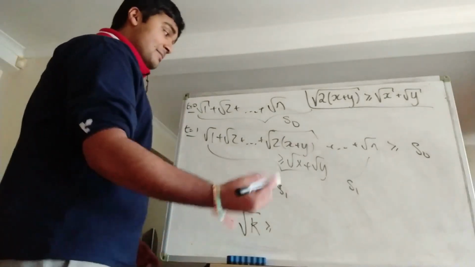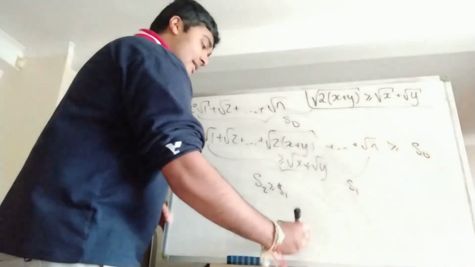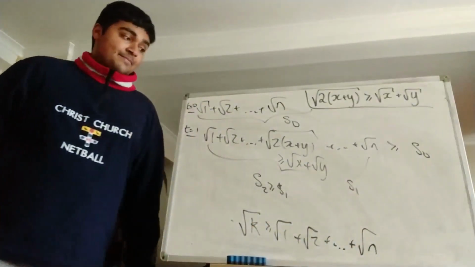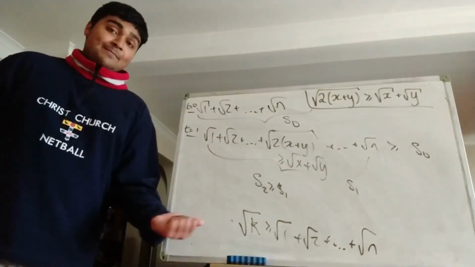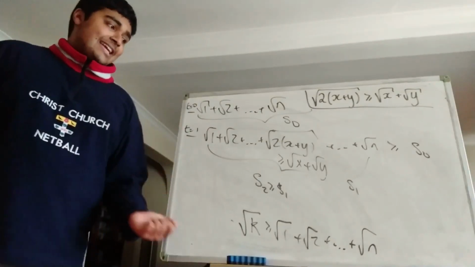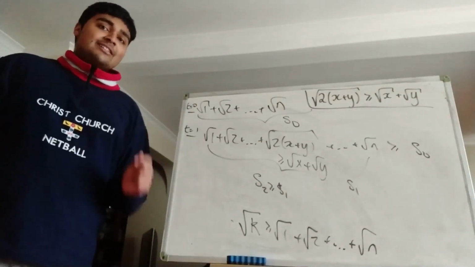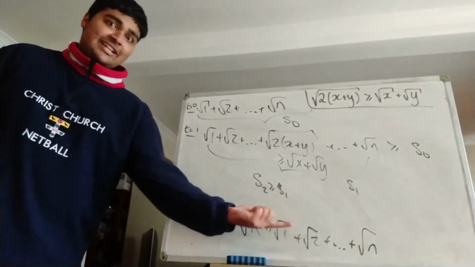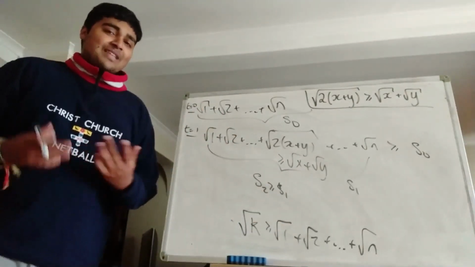So the square root of k must be bigger than or equal to the square root of 1 plus the square root of 2 plus so on, all the way up to the square root of n. So we have this inequality here. Now remember, what we want to do is show that k is bigger than or equal to 4 over 9 times n cubed. And the way we're going to do that is by having a look at this function here. Anyway, let me clean up the whiteboard and we'll continue.